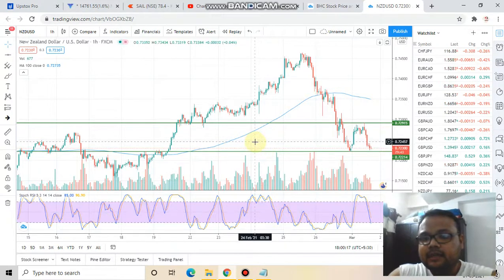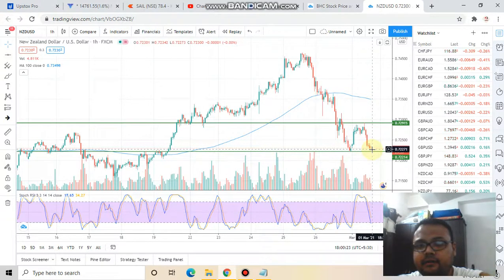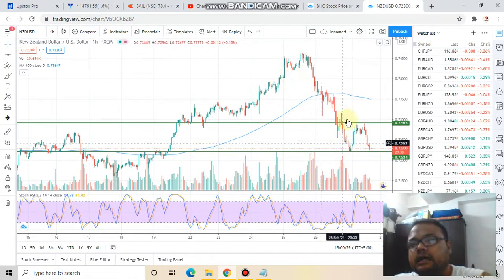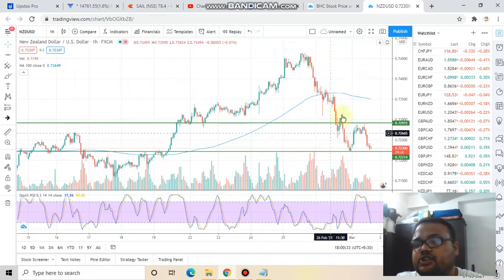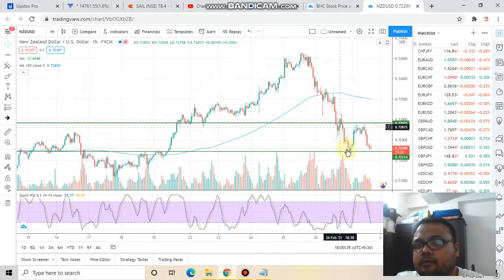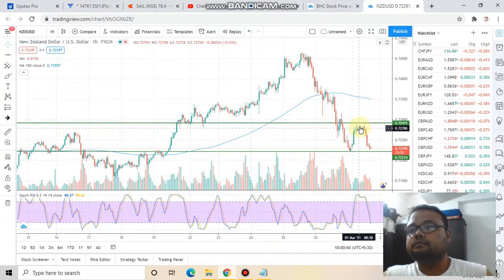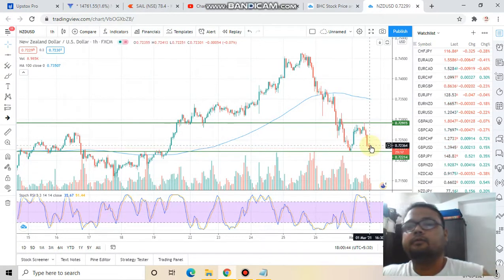So you can see that market is right now trading at 0.7230. Okay. Market is trading at this level, and you can see that there was a huge fall that we cannot ignore. There was a huge fall in the last trading session, and after that market tried to go up a little, and again market started coming down.